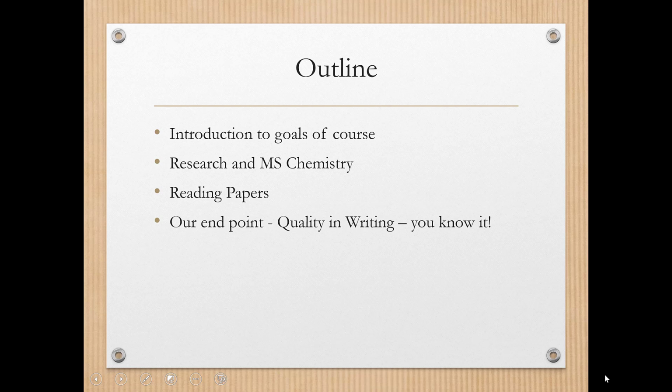And here's the outline for this extended lecture, which will be broken up into parts. First, I'm going to provide an introduction to the goals of the course. I'm going to talk about research and the Masters of Science program in chemistry. I'm going to talk about reading papers and the importance of reading papers. And we're going to get to an end point in this full presentation where we think about quality in writing. And the point here is that you all know what good quality writing is. So let's have a look first at the goals of the course.